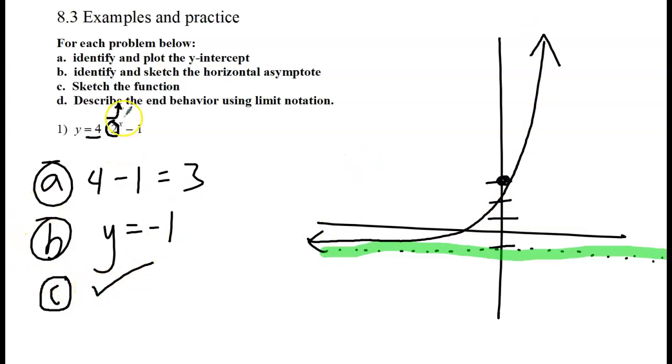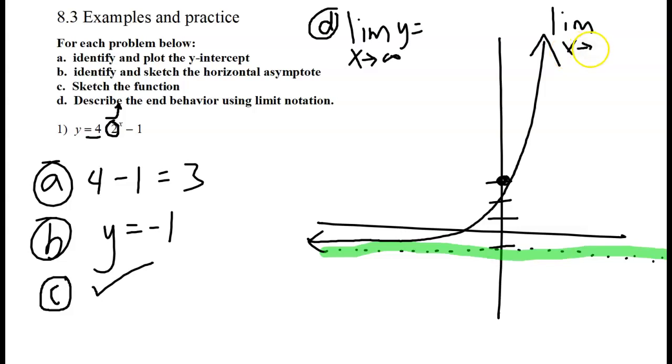And so I've graphed it. That's part C, was to graph it. Now for part D, they're going to ask me to do my end behavior with limit notation. So we're going to do limit as x approaches infinity equals something, and we're going to do limit as x approaches, I'll put negative infinity on this side and positive infinity on this side. There we go.